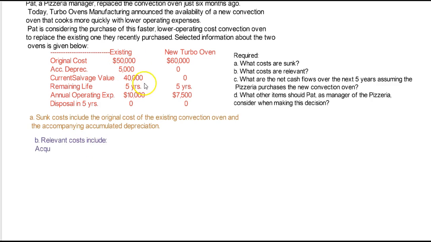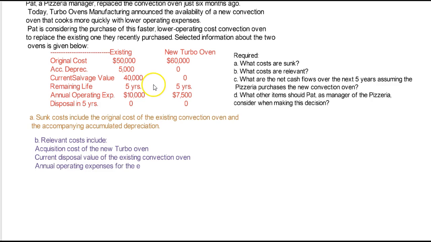Relevant costs would be future cash flows like the $60,000 here and the difference between these two in savings and this cash inflow if I sell the old machine. So the acquisition of the new turbo, the getting rid of the old one, and the difference in the operating costs would all be relevant.